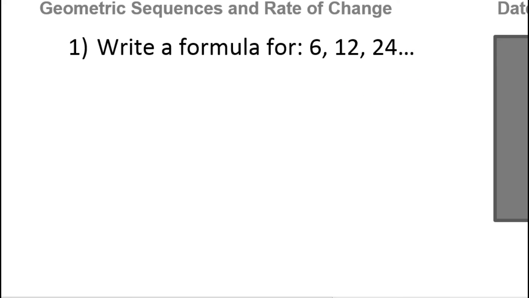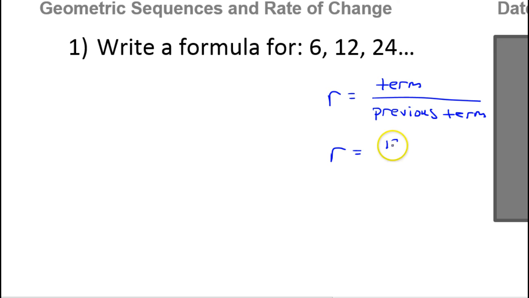R is obvious for this particular problem, but in general you can get r by taking each term and dividing by the previous term. Okay, so in this case, for example, I could take 12 and then divide by 6 because that is the previous term, and that tells me that r is equal to 2. So keep that in mind. Now, here's how you write the formula.